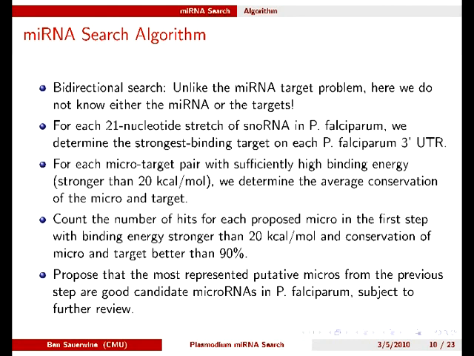Thus, our bidirectional search starts with the sliding window approach, taking each 21 nucleotide group from each snoRNA. From this, we record the strongest binding duplex that could be formed from each 3' untranslated region and that hypothetical microRNA. We include no notion of a seed region and use only the physical energy parameter. We then filter out weakly binding pairs, less than 20 kcal per mole, and poorly conserved pairs, using 90% as a threshold of conservation. The hypothetical microRNAs with the most hits after these filters are then our best guesses as to what might be a real microRNA.